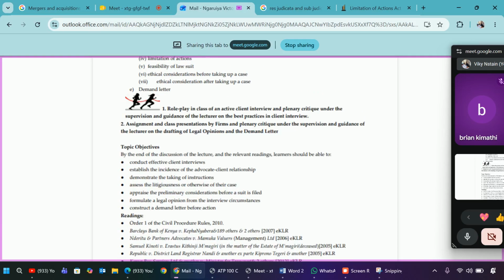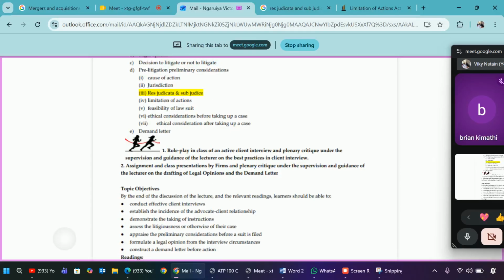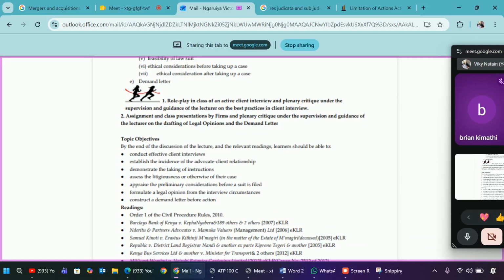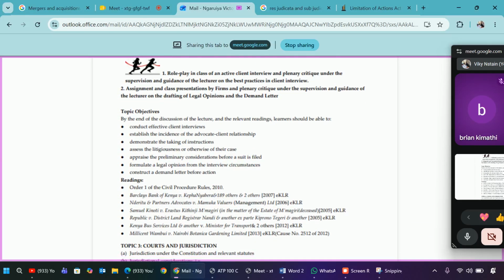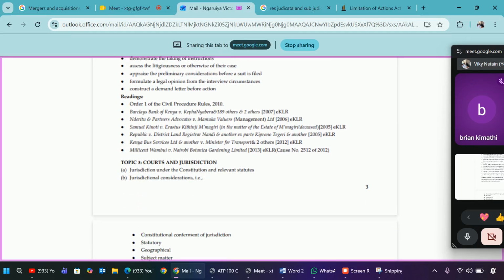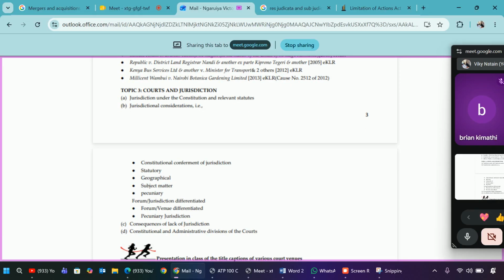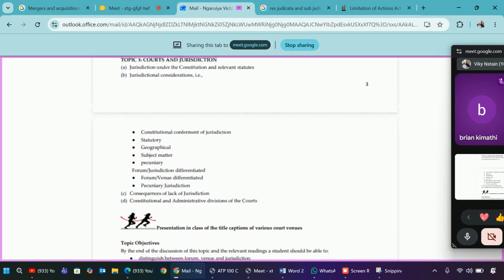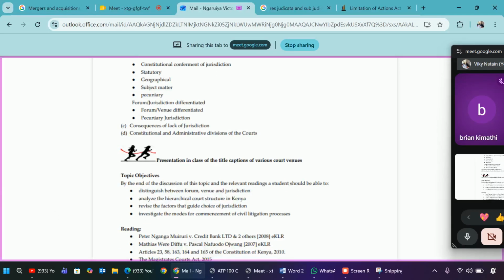Then, as we continue to discuss various aspects of the course outline, we take a look at topic 3 on courts and jurisdiction. We have to look at the jurisdiction under the Constitution and relevant statutes. The student ought to understand the statutory provisions for jurisdiction, geographical, subject matter, and also pecuniary, and the consequences of lack of jurisdiction.